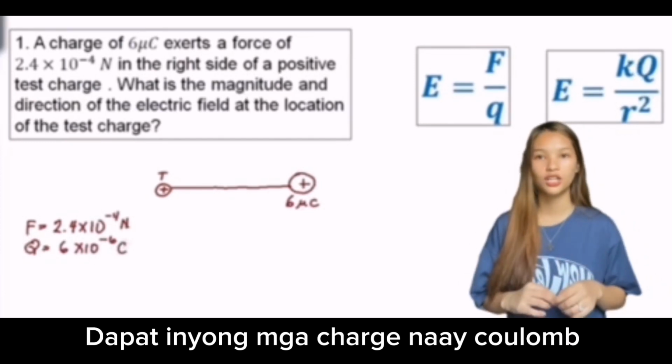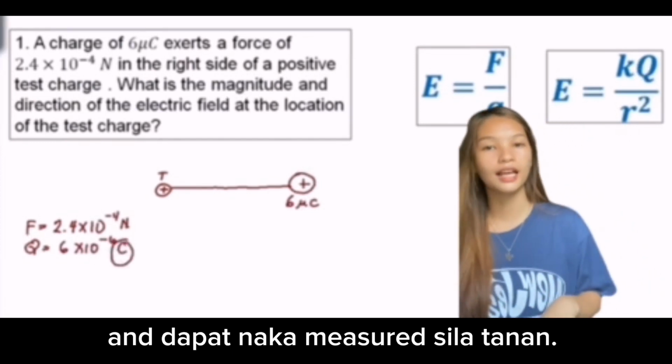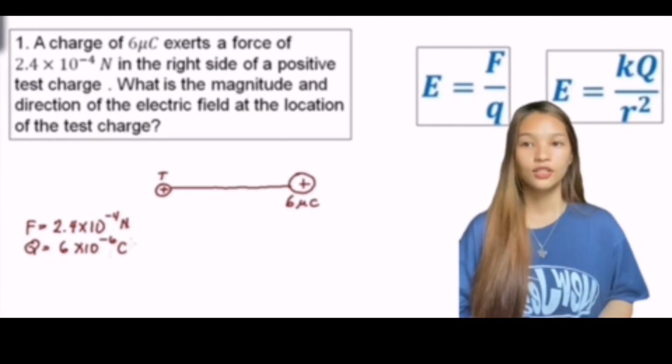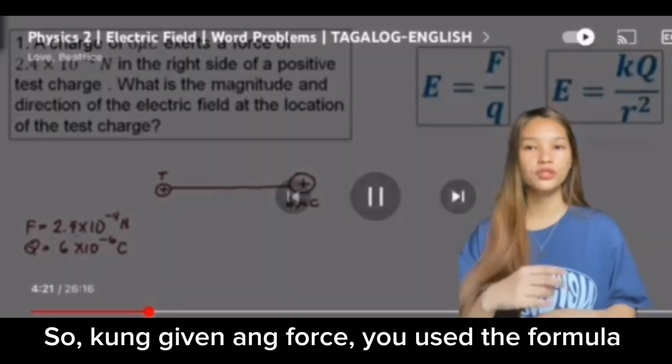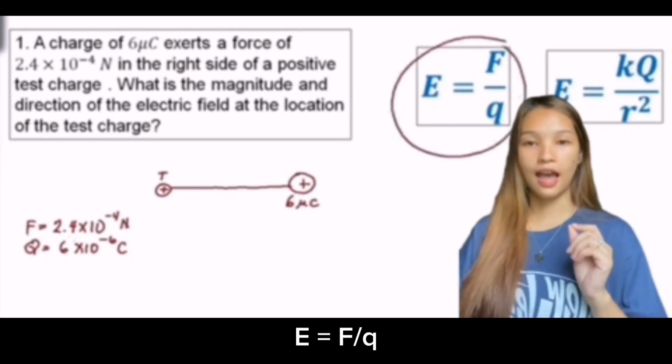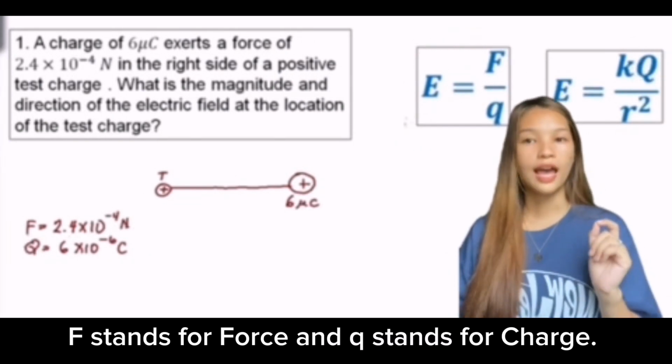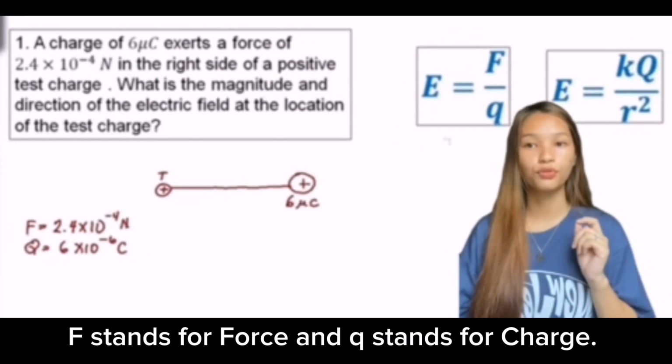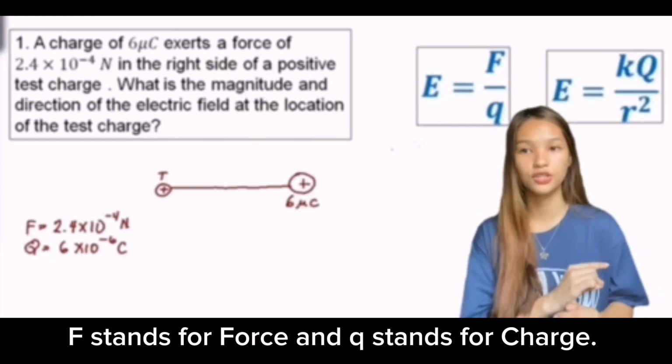Your charges must be in coulombs, and they should all be measured in the same units. So if the force is given, you use the formula E equals F over q, where F stands for force and q stands for charge.